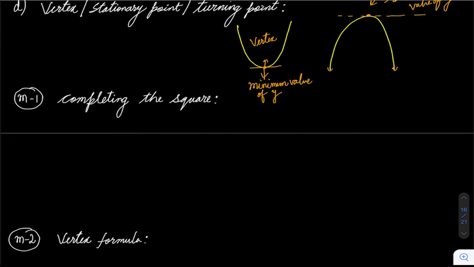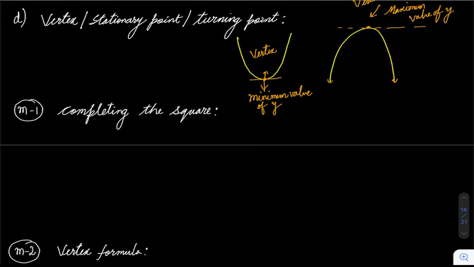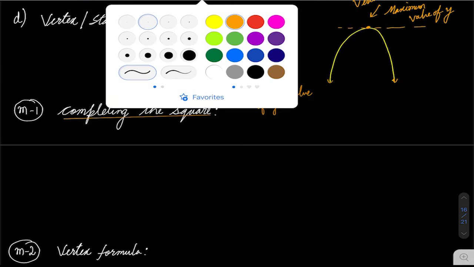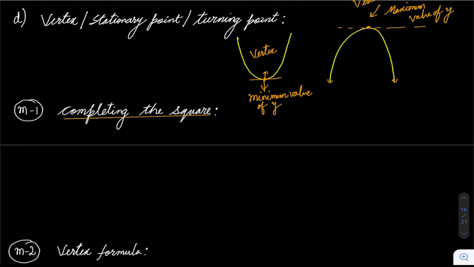If you don't understand all the methods, it's okay, just concentrate on the one method which you feel is easy for you. The first method is completing the square. We have already done completing the square, so if you are new here and haven't watched that video, you can first pause this and go back and watch that video.